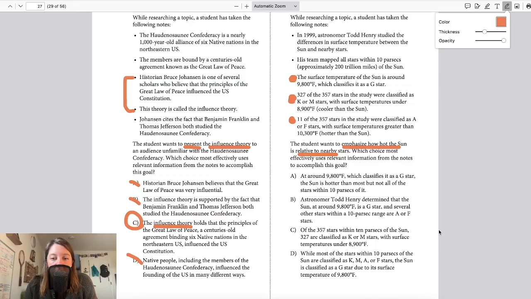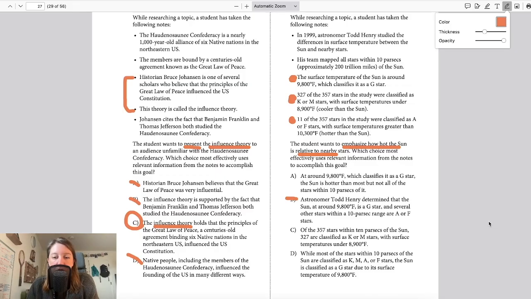B says astronomer Todd Henry determined that the sun at around 9,800 degrees Fahrenheit is a G star, and several other stars within a 10 parsec range are A or F stars. So that doesn't really show us the full reality. It doesn't give us the ratio, right? So we'll cross out B. C says, of the 357 stars within 10 parsecs of the sun, 327 are classified as K or M stars with surface temperatures under 8,900 degrees Fahrenheit. Okay, sure, but it doesn't tell us how hot the sun is, right?